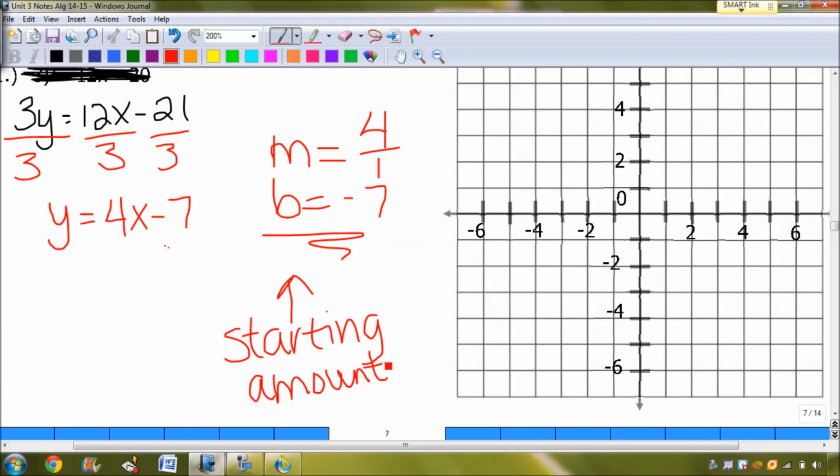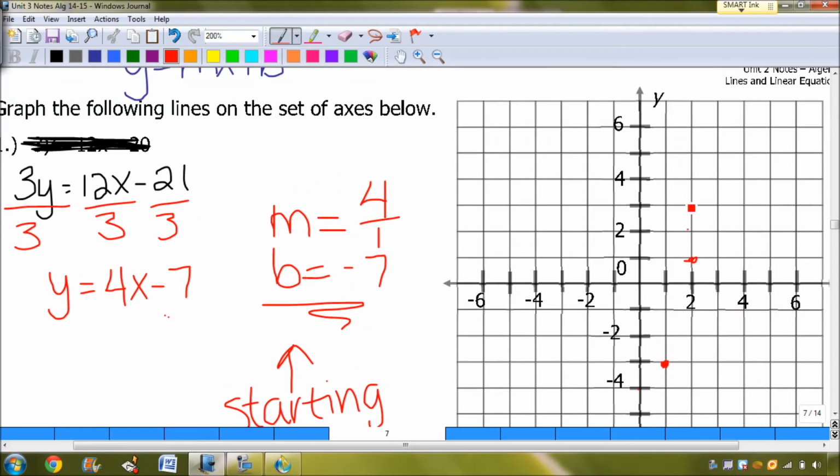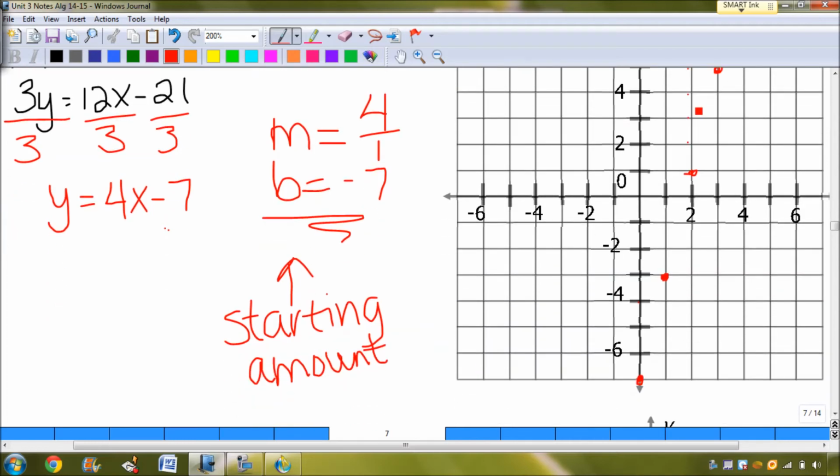So I'm going to start at negative 7, okay, and then the slope is 4 over 1, so that means I'm going to go up 4, 1, 2, 3, 4, and over 1, okay, and then I'm going to put a dot there. That's my next point. I can go up 4 again, 1, 2, 3, 4, and over 1, okay. You can keep doing that until you get to a point where you have no more points to graph out. And then connect the dots, write your equation on your line, and you have graphed it out.